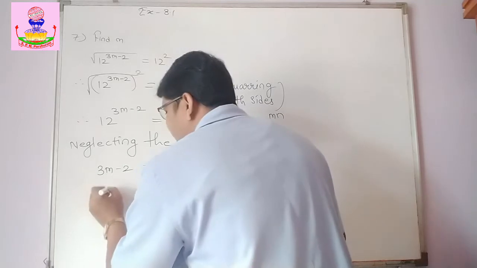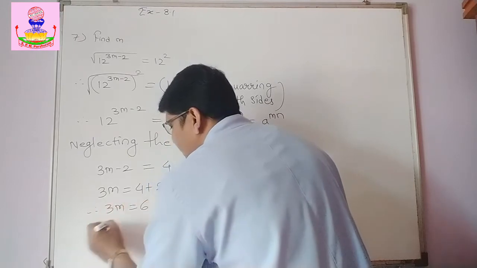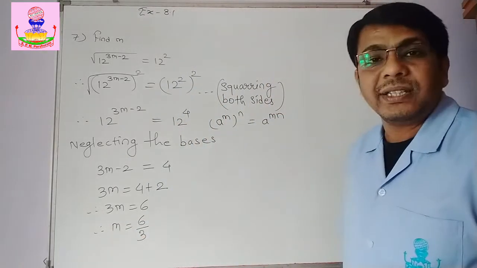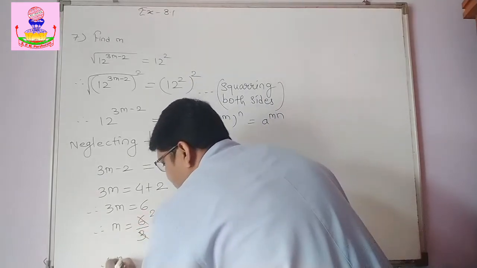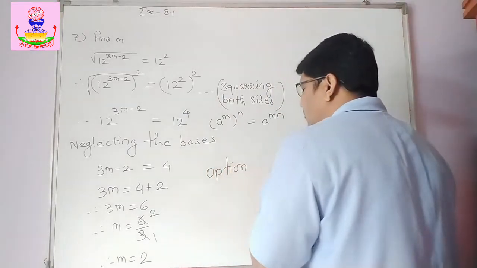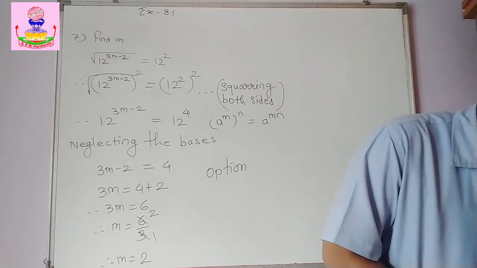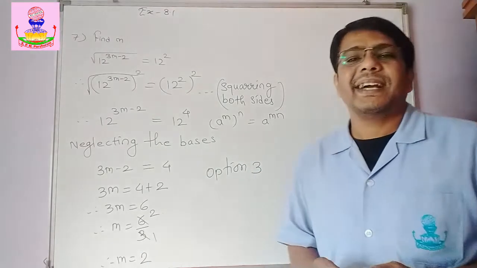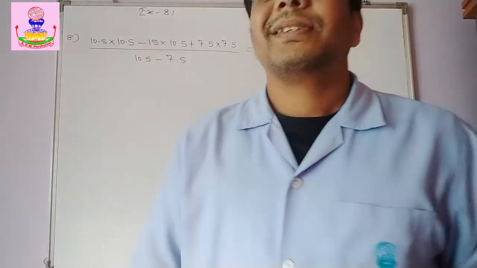Bring this 2 to this side. It will become plus. So 3m is equal to 4 plus 2. So therefore 3m is equal to 6. Divide both sides by 3. So m is equal to 6 upon 3. 3 1s are 3, 3 2s are 6. Therefore m is equal to 2. So the value of m is 2. What is the option number? Option third. That is the correct answer.